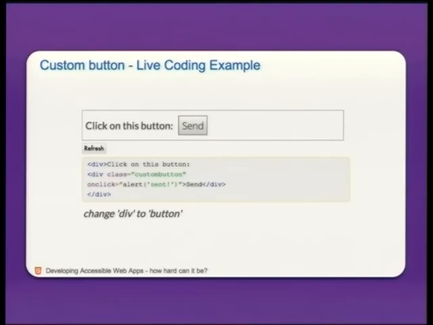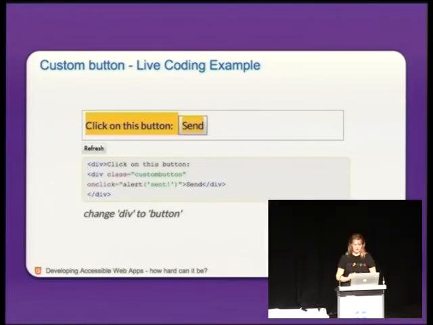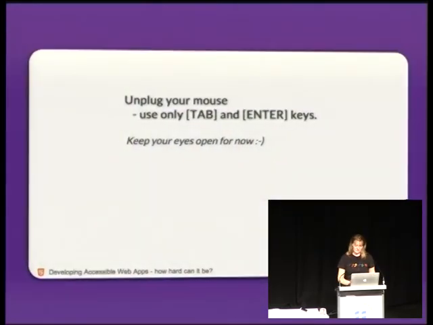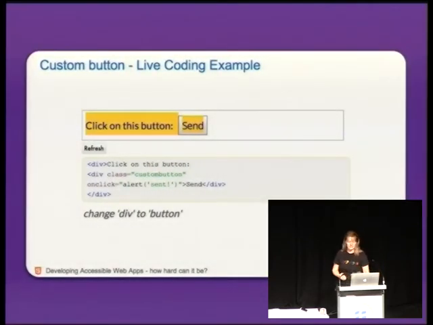So here's an example. Custom button, click on this button, send, clickable. Right, it knows it's clickable because it's got an on-click, but you can see that it highlighted the whole thing as one thing because it's plain text for it, so it read the whole thing in one go. And if I start trying to hit enter, it doesn't work. I can't activate it with the space bar. I can't do anything on this because it's a div, it's not a button.